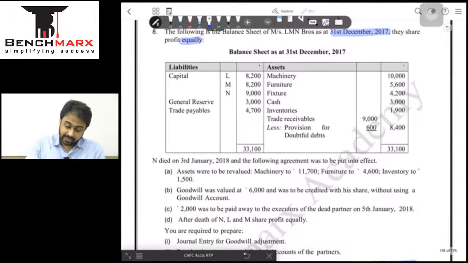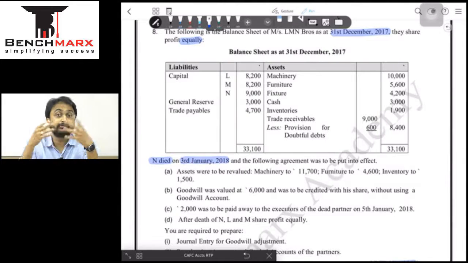What is to be done? N died. So it's a question on death. N died on 3rd of Jan. Okay, normally a partner may die after say 3-4 months. So in that case he will have his share in the 4 months profit as well, because he was a partner in those 4 months. Now here we can't find 2 or 3 days' profit. So the question may give a random ad hoc number which is to be given to him as 3 or 4 days' profit. That will be some nominal amount.